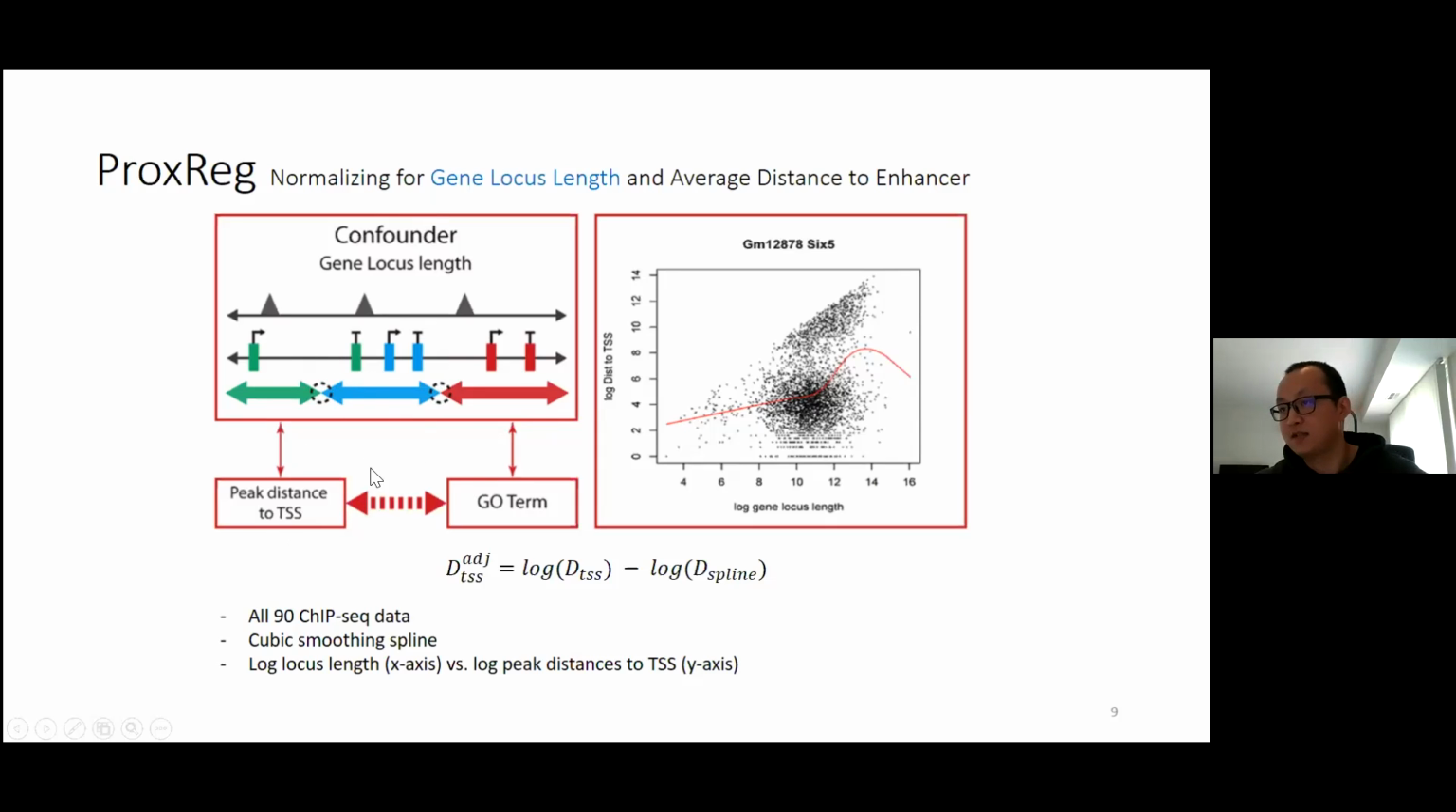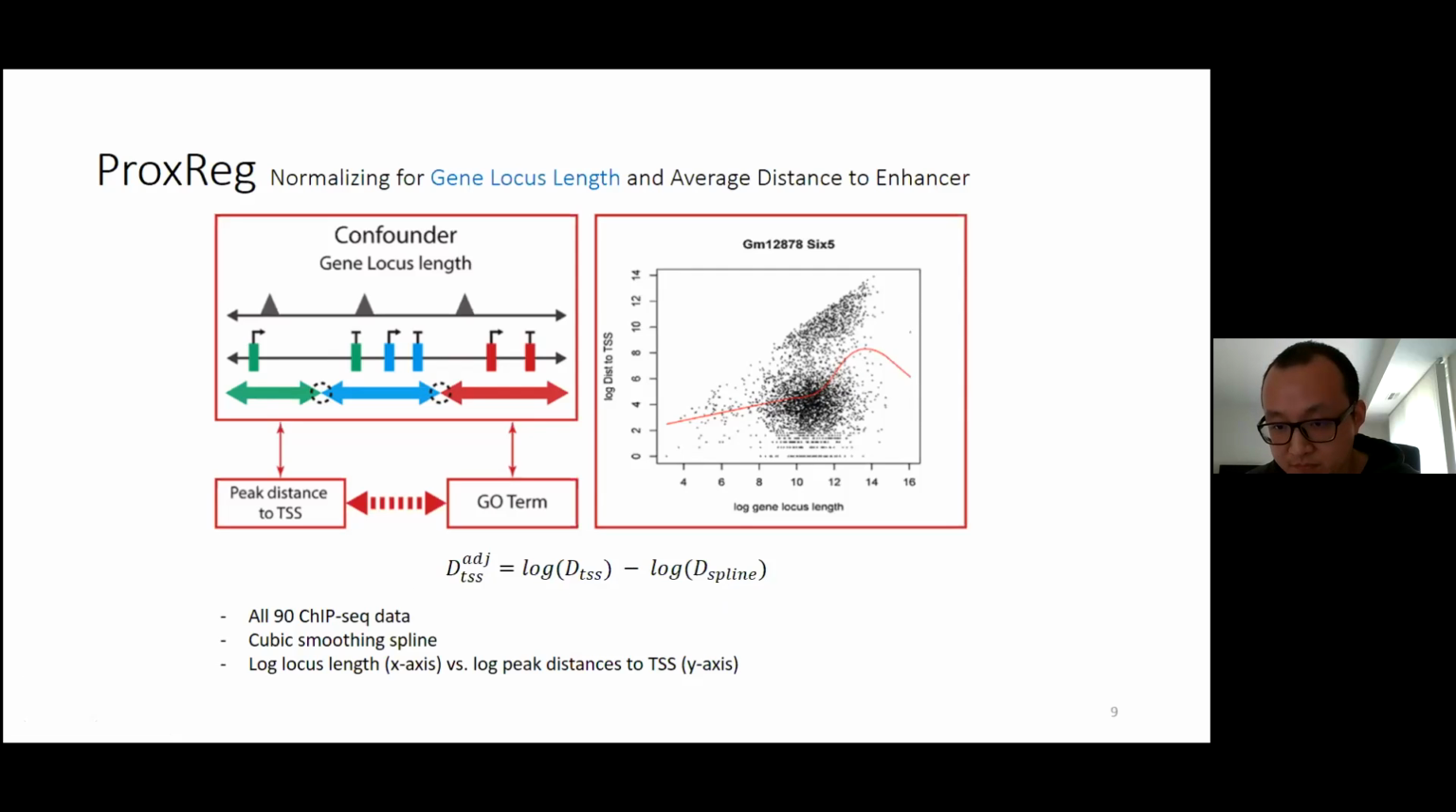It's something like this. This figure is an example. We will normalize the peak distance to the TSS in this way. First we combine all the 90 ChIP-seq data together, and then we fit a cubic smoothing spline like this. In this figure, the x-axis is gene locus length, and the y-axis is the log distance to the TSS. The fitted line here provides the expected global average binding distance for each gene. So the adjusted distance to TSS equals the original distance to the TSS minus the log of the value from this line here.